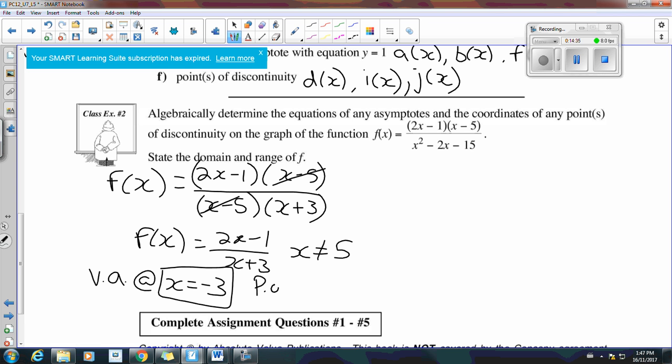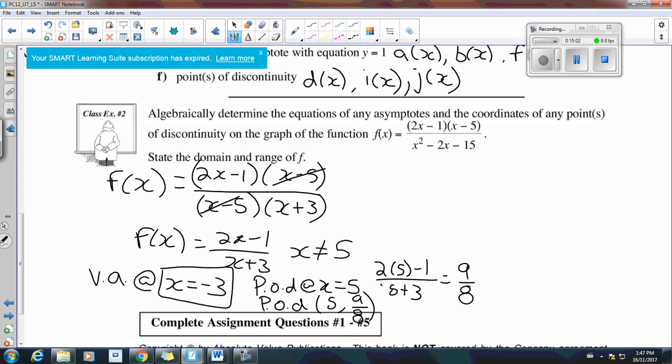The point of discontinuity is at x equals 5. So let's find the whole point. So we're going to find 2 times 5 minus 1 over 5 plus 3. So that's 9 over 8 is your y value. So the point of discontinuity is (5, 9/8).